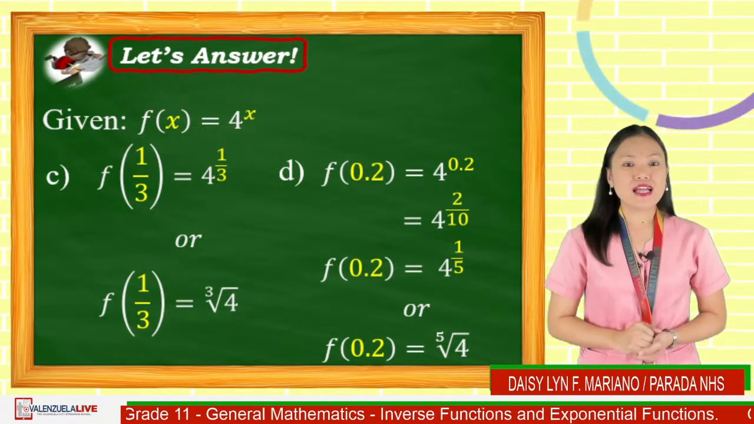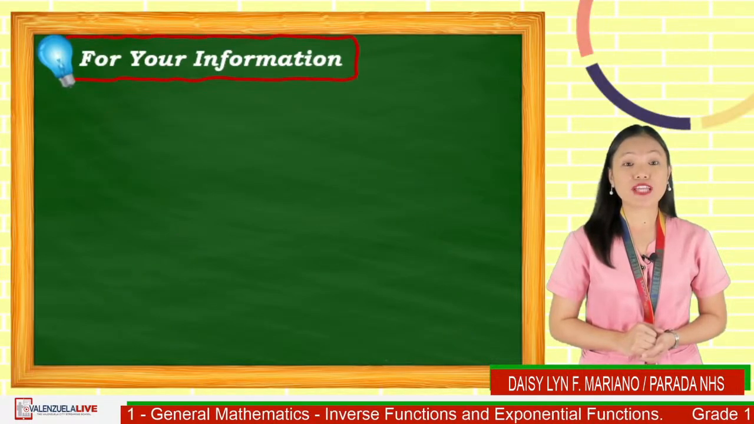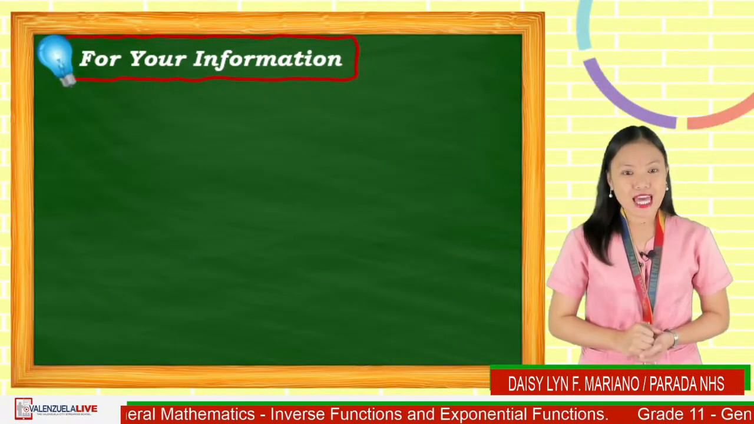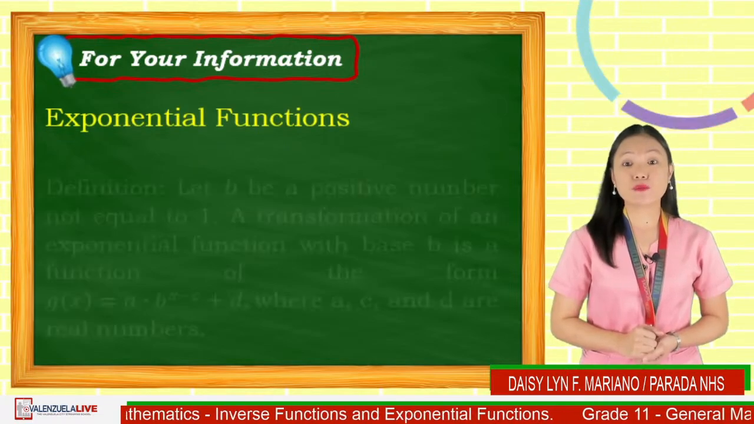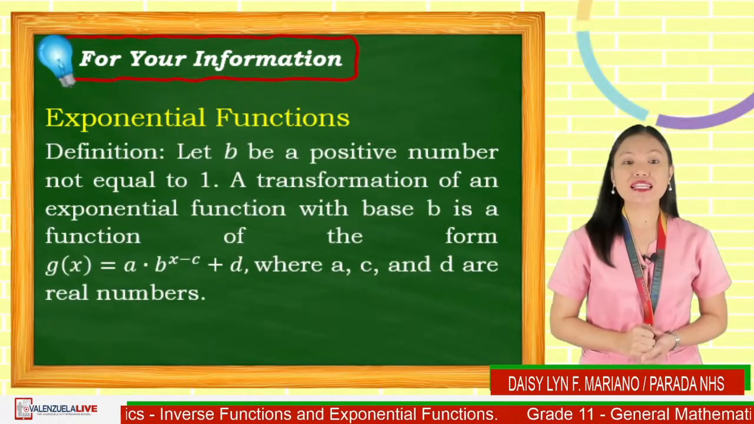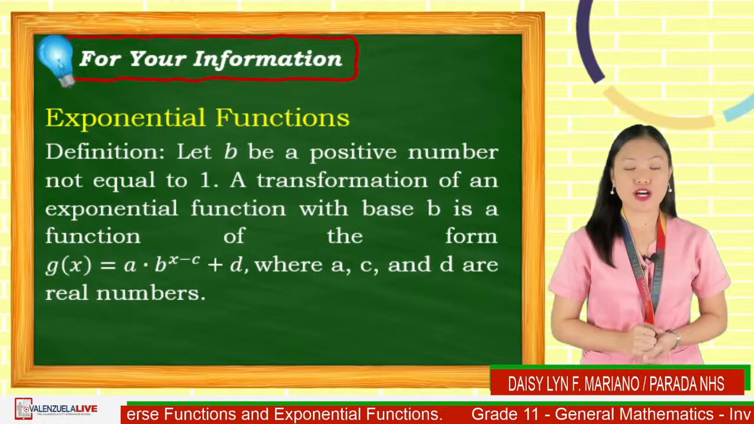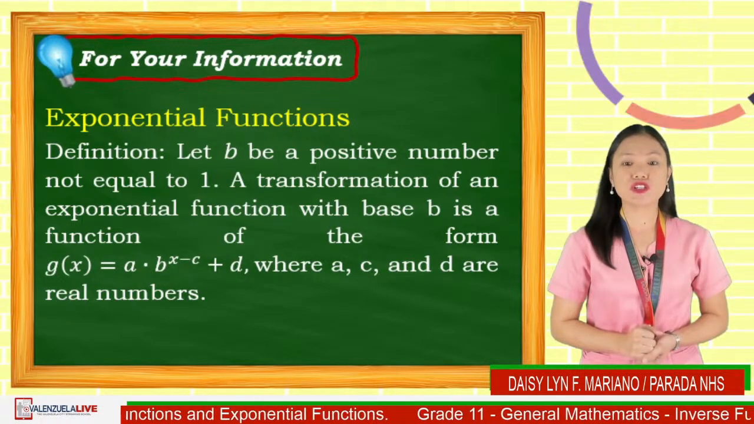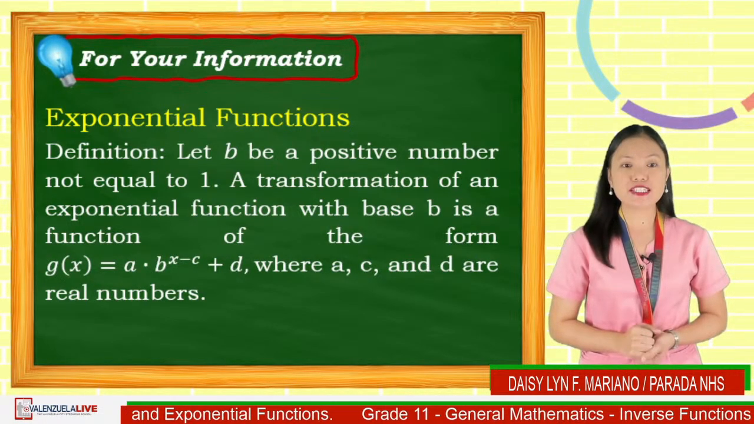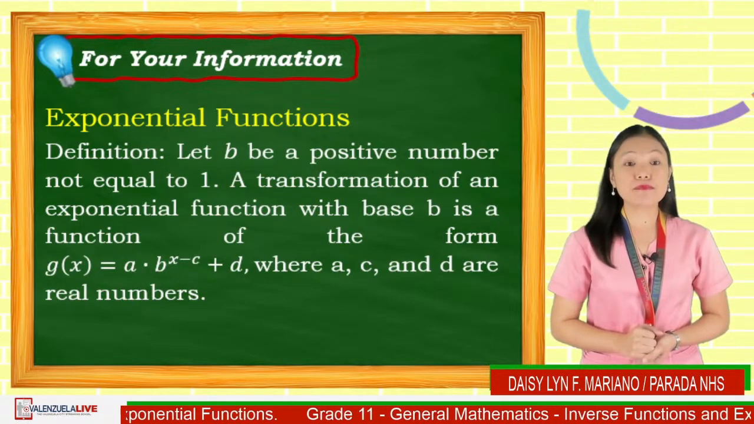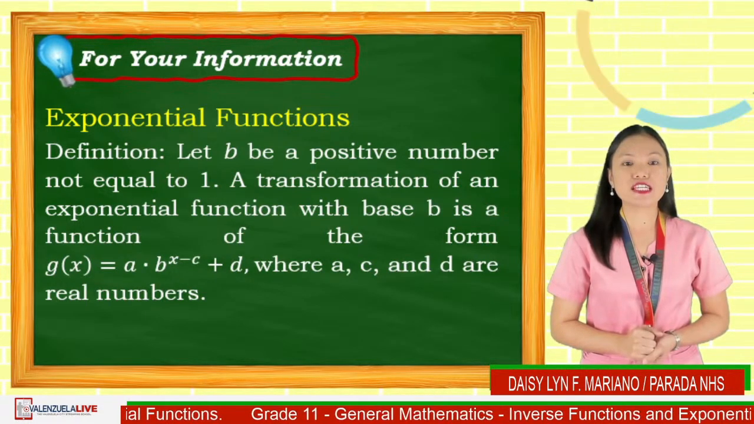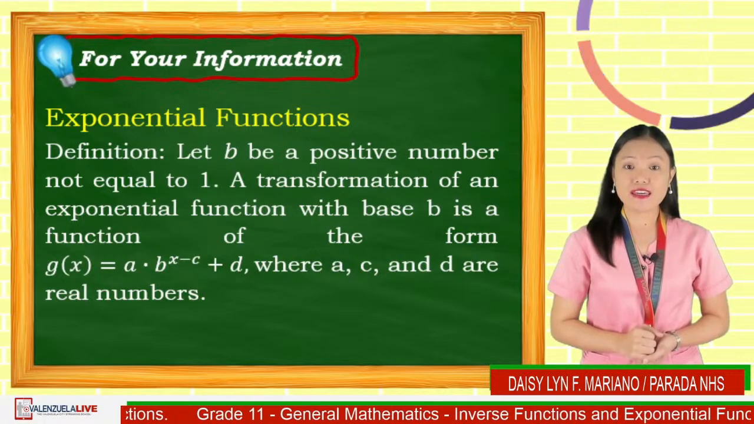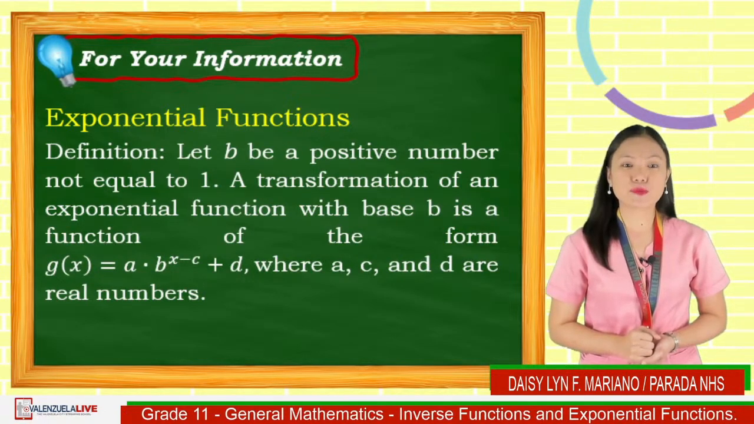Nice! Let us have another definition about exponential function. Let b be a positive number not equal to 1. A transformation of an exponential function with base b is a function of the form g of x is equal to a times b raised to x minus c plus d, where a, c, and d are real numbers.